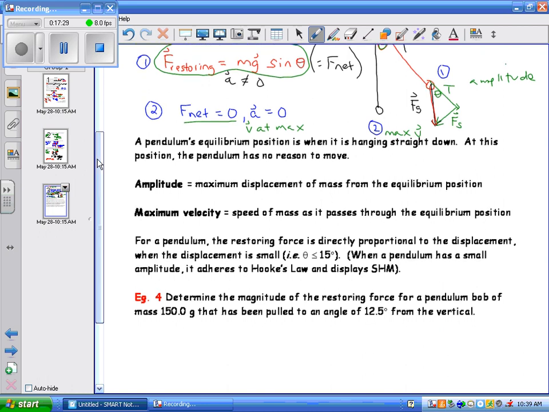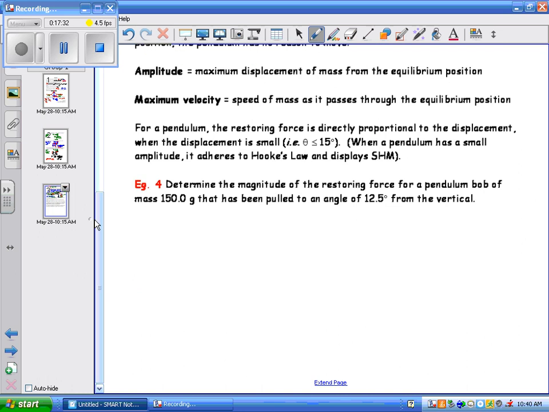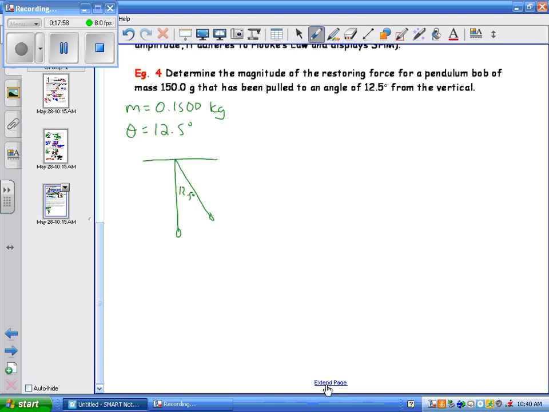So we'll just do one example here to practice this restoring force. Determine the magnitude of the restoring force for a pendulum bob of mass 0.1500 kilograms that has been pulled to an angle of 12.5 degrees from the vertical. So basically, there's our pendulum bob, and this is 12.5 degrees. You can memorize that formula, but you can also just draw the triangle on here, and that may help you. So this is Fg, there's the angle, and then that's the restoring force.